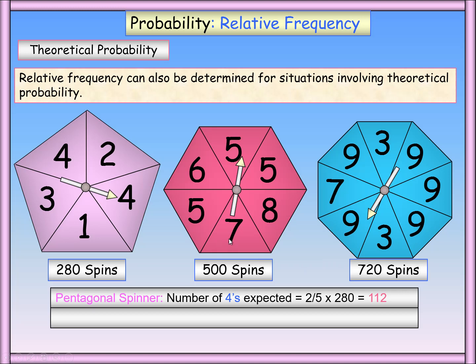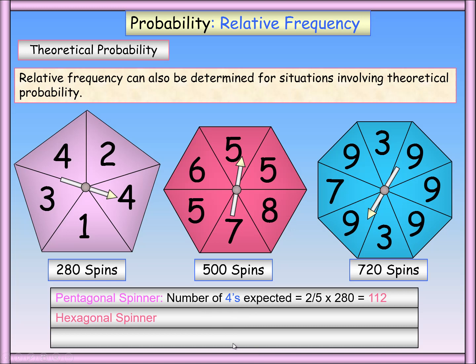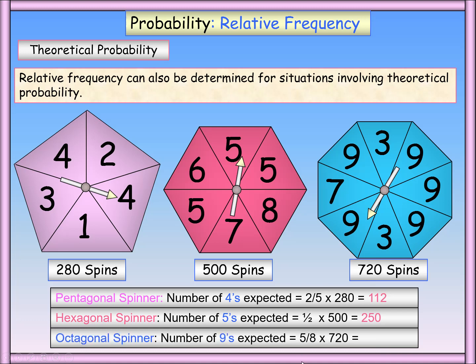Number of times you expect to see a 5. Now we know that to get a 5, the probability was a half. So it would be a half of 500. It's 250. And 720 spins. And we knew the probability was 5 out of 8. So it would be 5 out of 8 times 720. I believe that should give us 450. There you go.